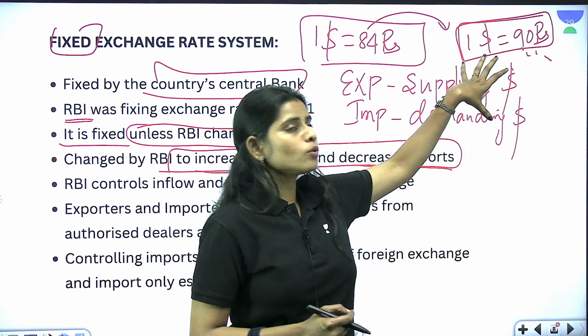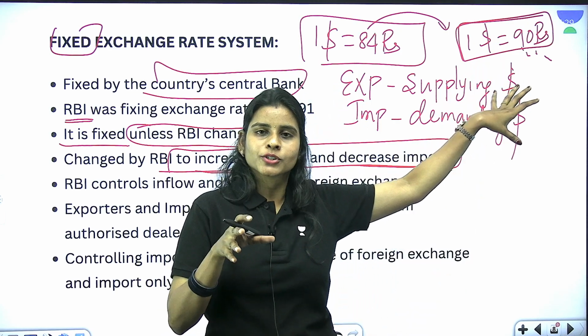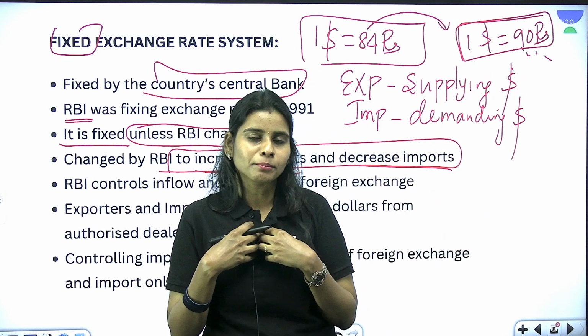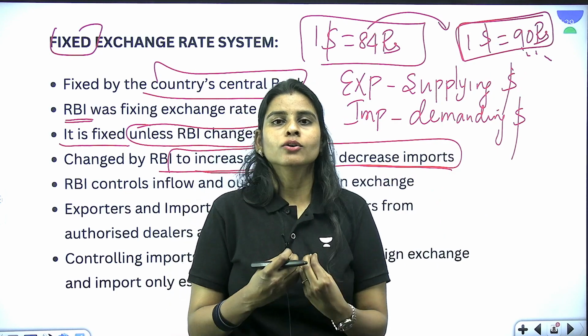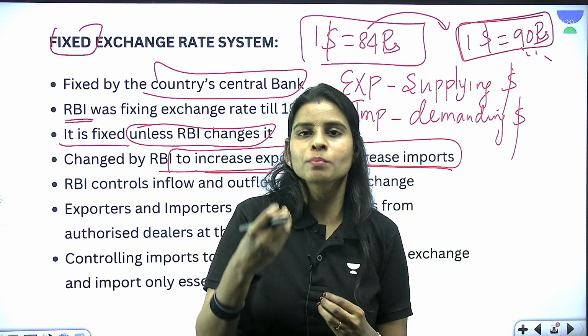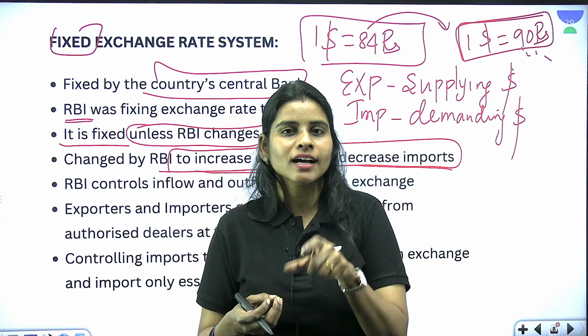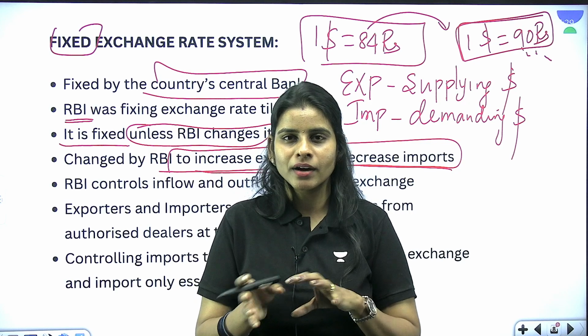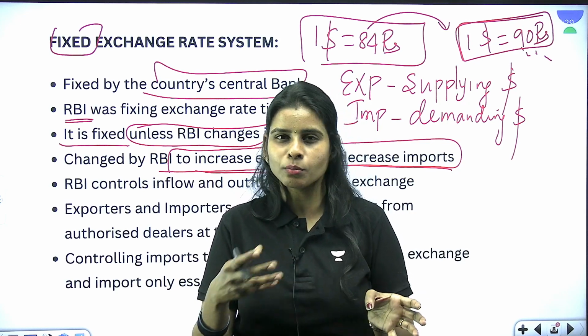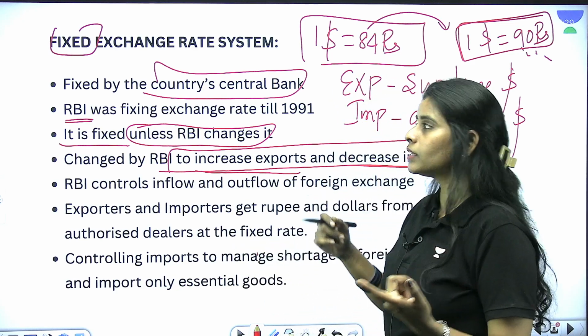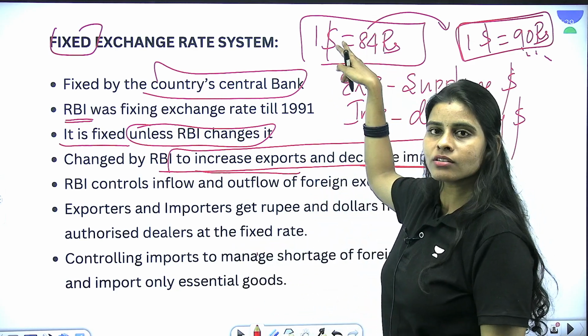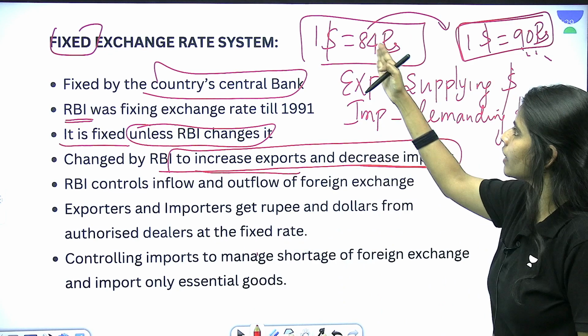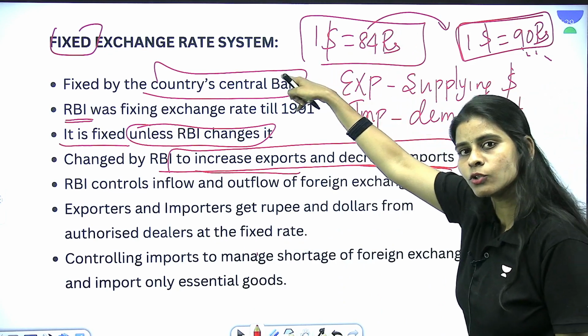The same thing goes with importers, but in the opposite direction. Just imagine I am an importer importing goods for which I have to pay in dollars. For every dollar I have to pay, I have to get my Indian rupees exchanged. So for every Indian rupee I give in the previous case, if for example I was giving 84 rupees, I was able to get $1.